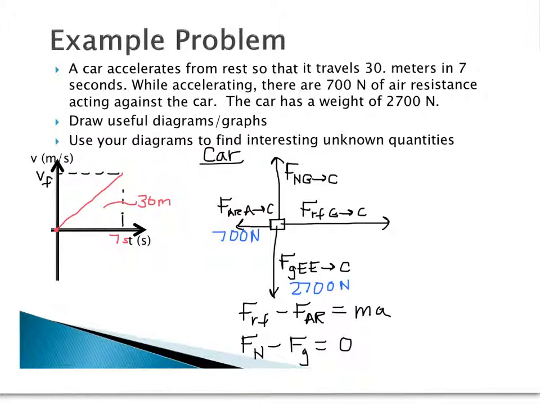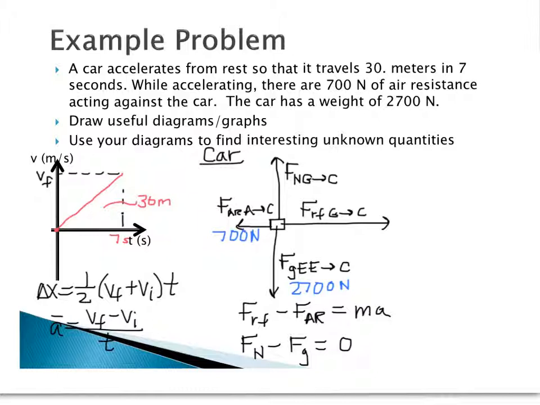We can use the area under the curve, which says that displacement is equal to 1/2 times VF plus VI times time. We can also use the slope, which says that acceleration is equal to VF minus VI over time. At this point, we have identified the math relationships that we can use to solve this problem and figure out more information about it.